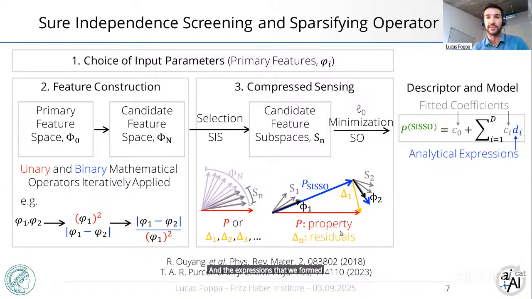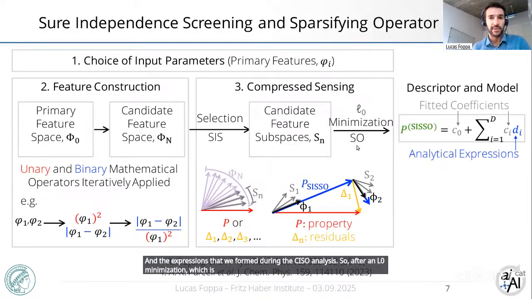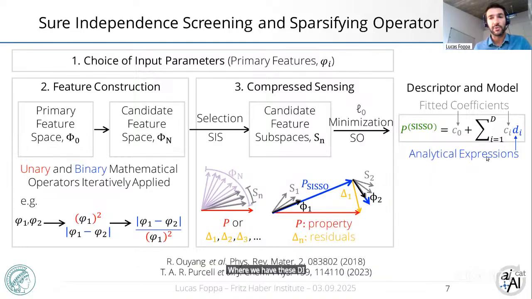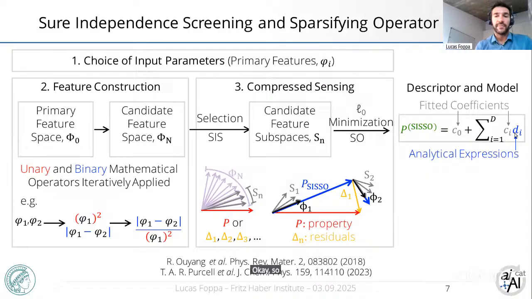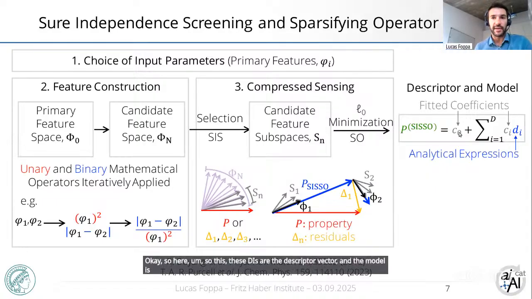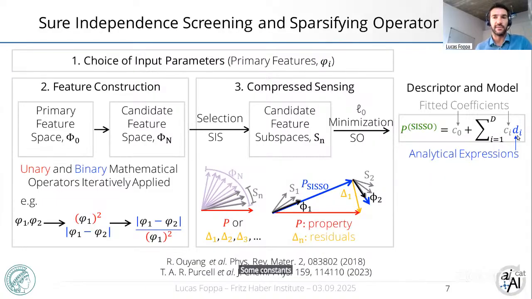After an L0 minimization, which is the so-called sparsifying operator, we form this type of model where we have these Dis here, which are the analytical expressions that are the components of the descriptor, and Cis that are the fitted coefficients. So these Dis are the descriptor vector, and the model is obtained by simply multiplying these analytical expressions, the descriptor components, by some constants that are fitted.